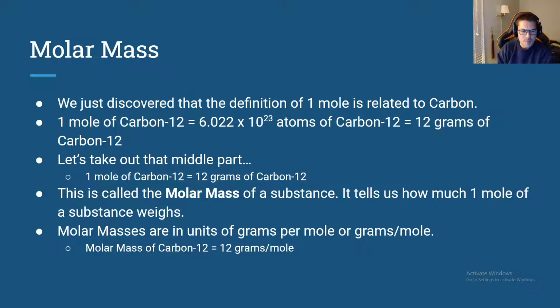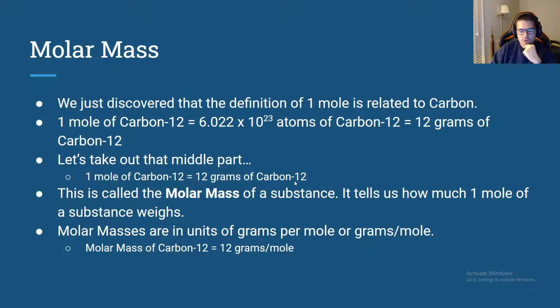All right, so it says here, we just discovered that the definition of 1 mole is related to carbon. 1 mole of carbon-12 is 6.022 times 10 to the 23rd atoms of carbon-12, which is 12 grams of carbon. So let's take out this middle part, because if these three are all equal to each other, let's see what we're left with. It says here, 1 mole of carbon-12 is 12 grams of carbon.